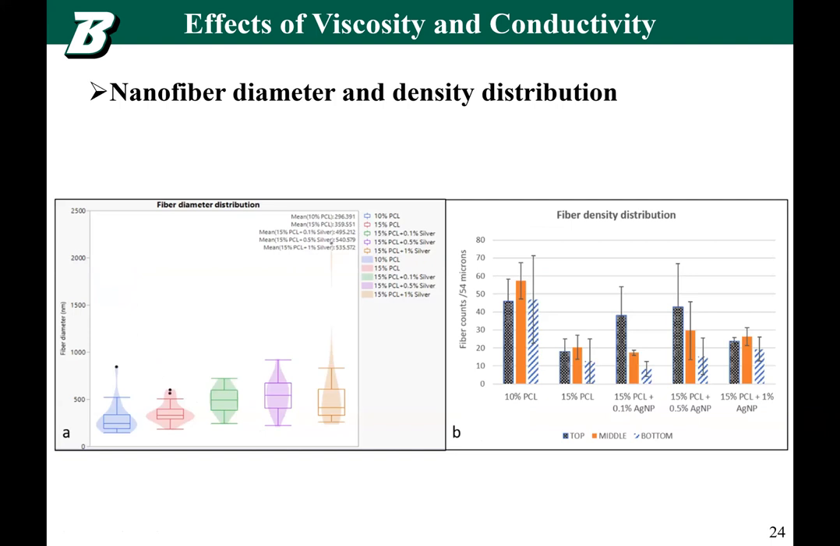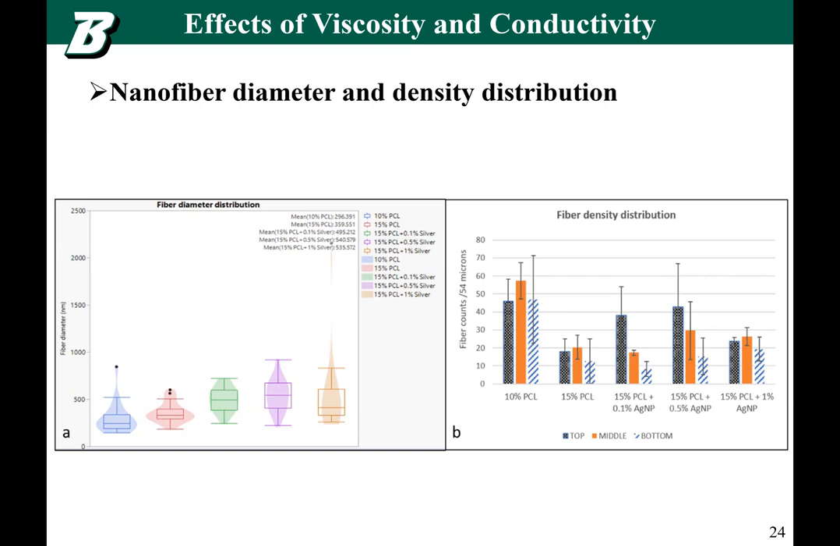So for the fiber diameter and fiber density analyzed, we can see that when we increase the solution viscosity, or increase the silver nanoparticle concentration, we can always get bigger fibers. But if we increase the silver nanoparticles from 0.5% to 1%, the fiber diameter actually decreased a little bit and resulted in some bonding fibers that are larger than 2 microns. So this is not an ideal result. This means the silver nanoparticle concentration cannot be higher than 1% in order to avoid the bonding effect for the fibers to form micron size fibers.